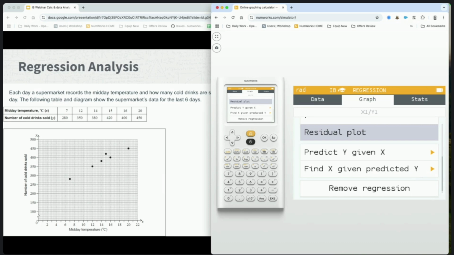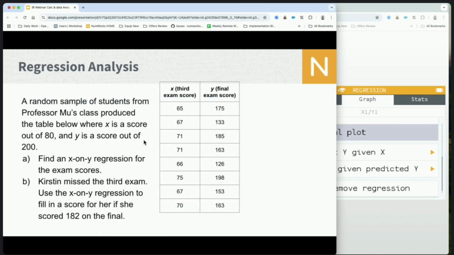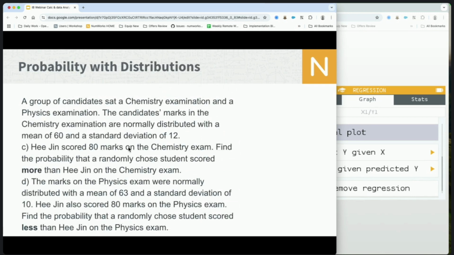We took that, so we are up to random sample. We're skipping that one because that was X and Y.